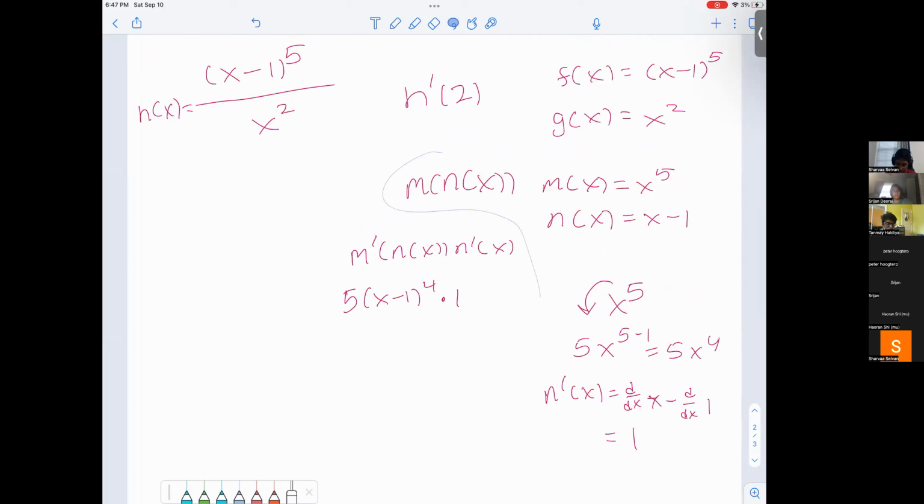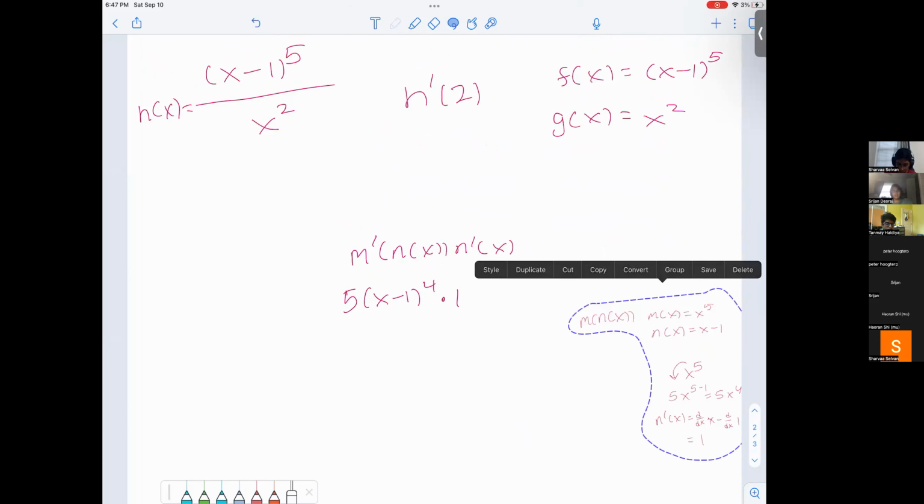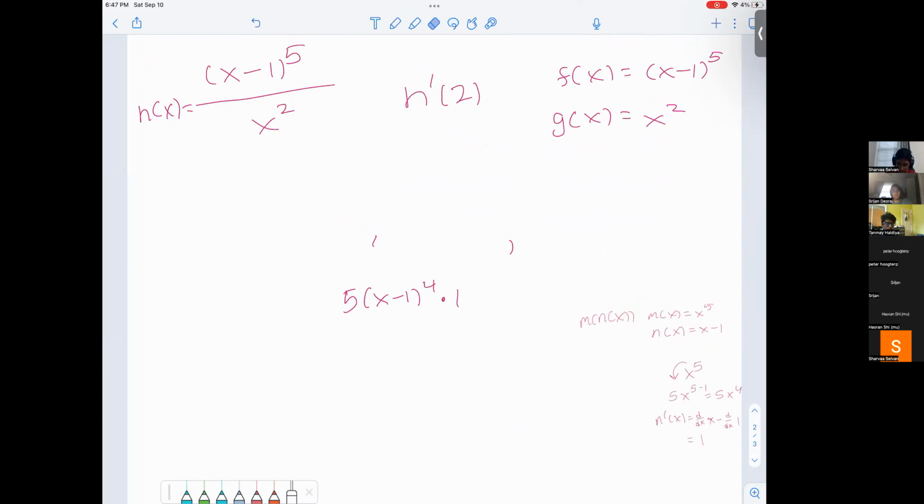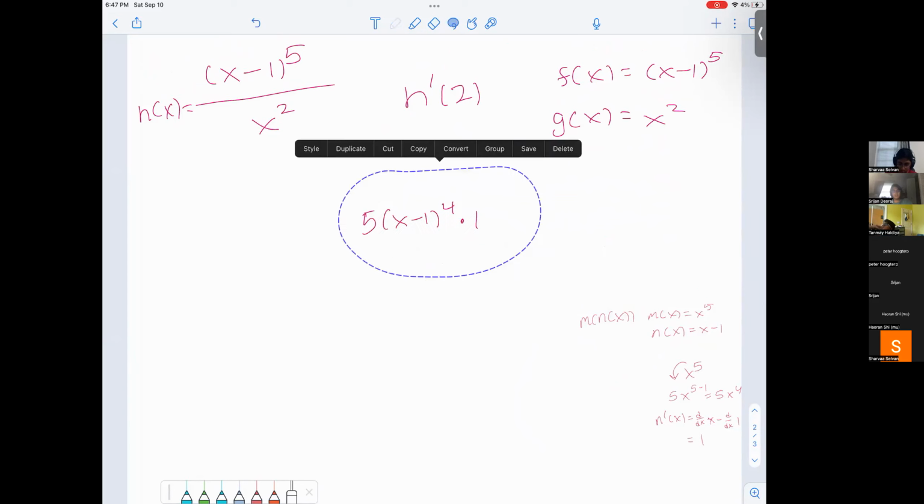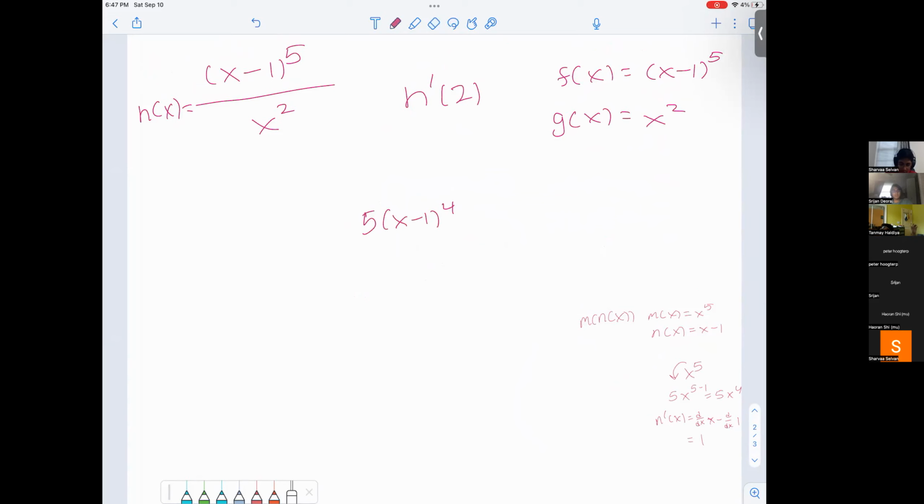So we can take all of this work and we can make it really small, because our main goal out of all of this was to find the derivative of f of x. So we can say that the derivative of f of x, or f prime of x, is equal to 5 times x minus 1 to the 4th. Okay, where do we go from here? Well, we know g prime of x is equal to 2x using the power rule, and we know f of x and g of x.